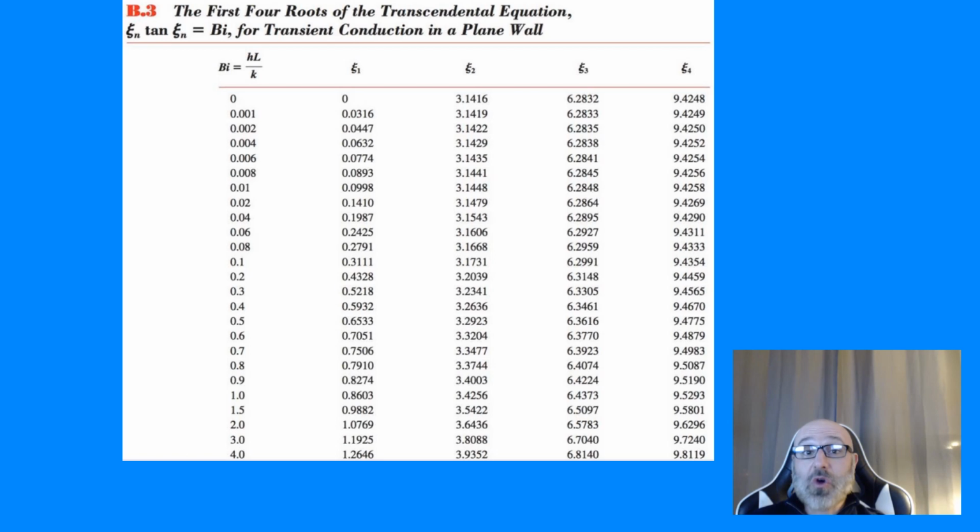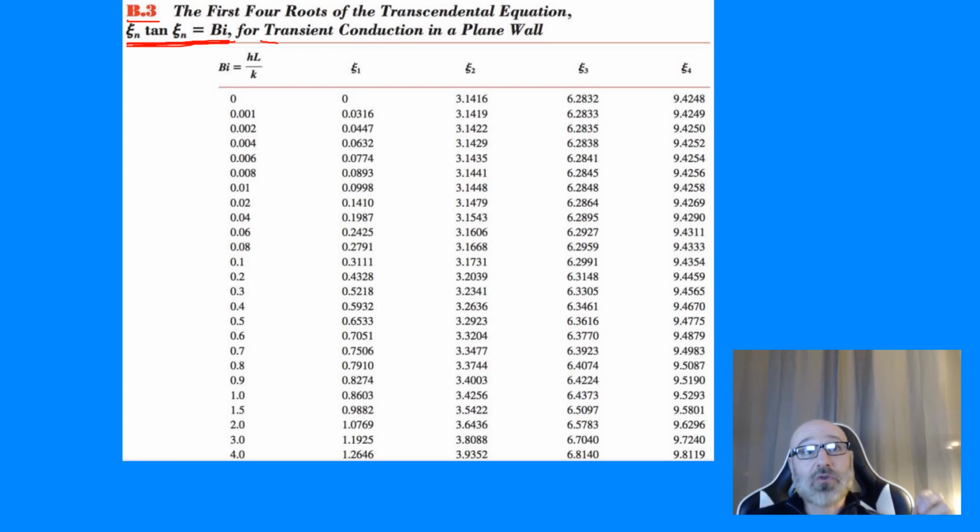So now let's actually go to the appendix in the back of our book, take a look, and find our appendix B3. Again, B3 gives us the first 4 roots of our transcendental equation. So we can look up our eigenvalues, and recall we have that relationship we just saw in our previous slide. It even gives it to us in that appendix, that our eigenvalue times the tangent of our eigenvalue is equal to our Biot number.